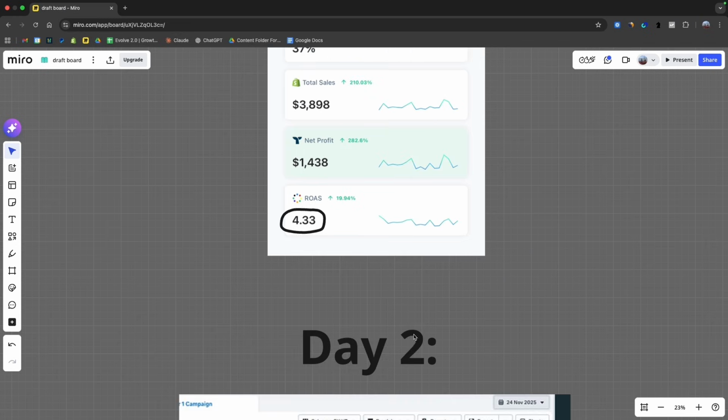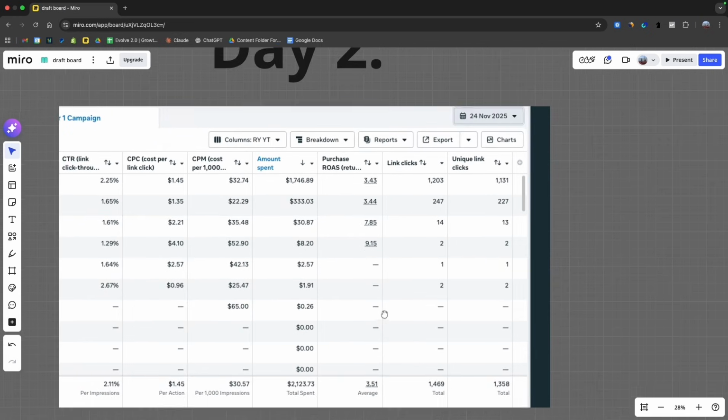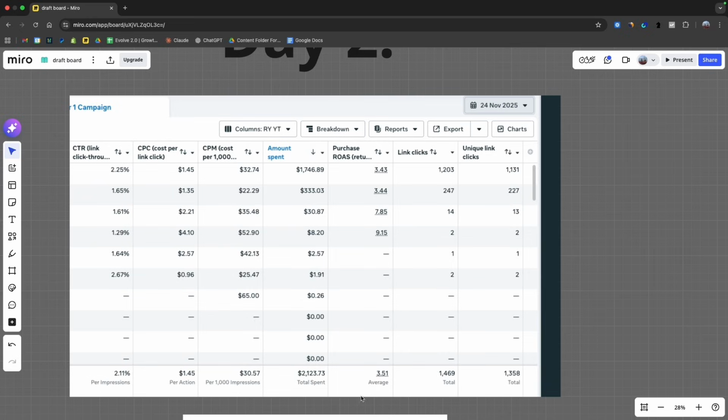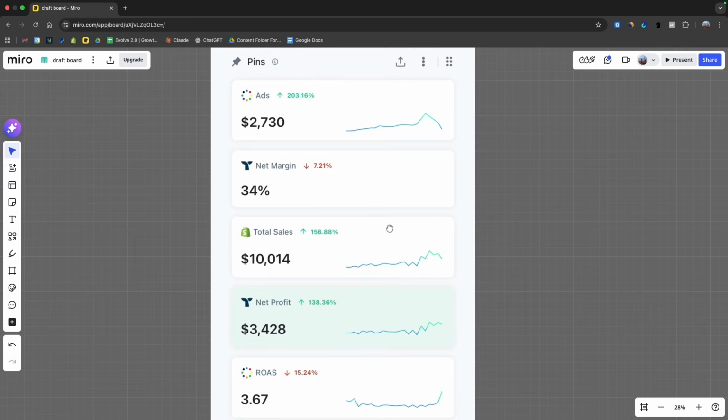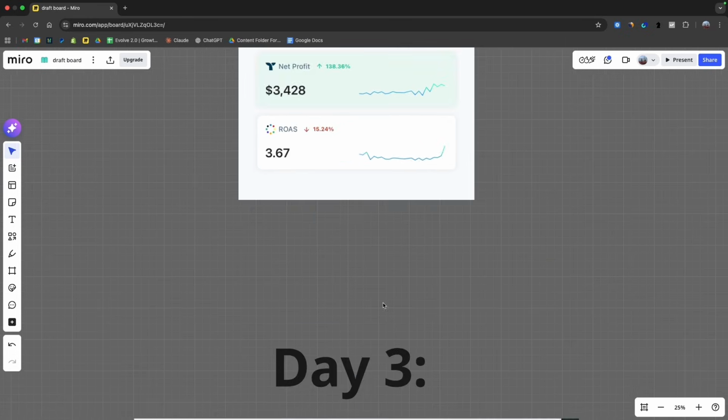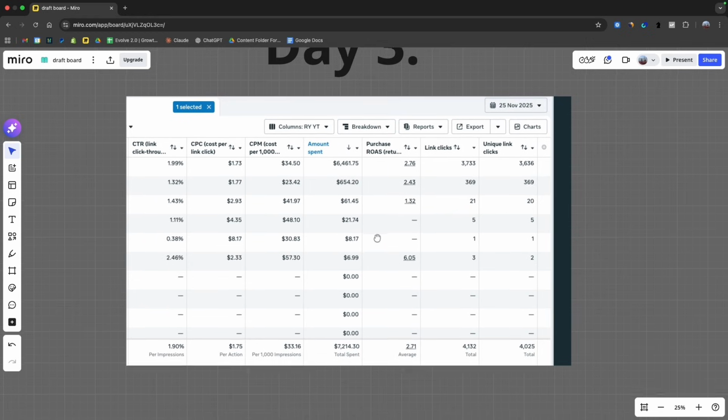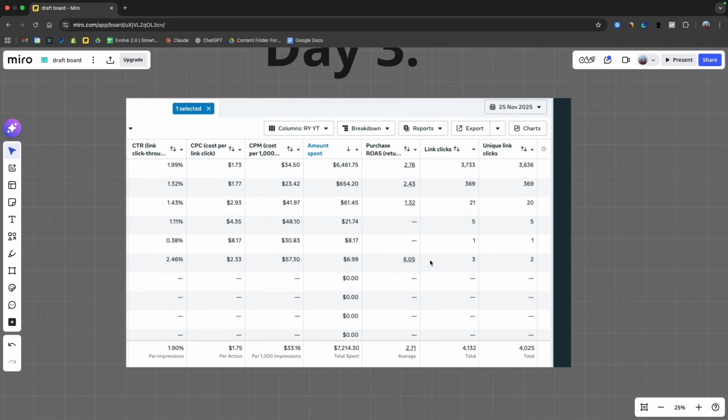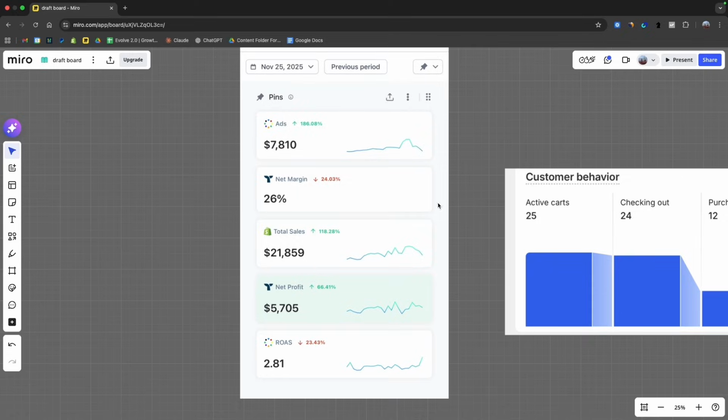4.33 ROAS. Day 2, fucking hell, man. Surf scaled up to 2K, 3.5 ROAS again. First 10K day. And then day 3, 7.2K spend. Surfed up pretty hard. And then, yeah, you can see 22K.